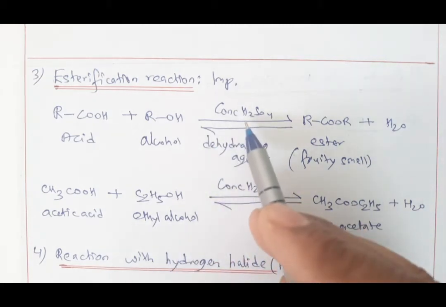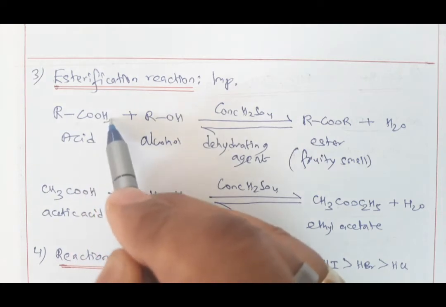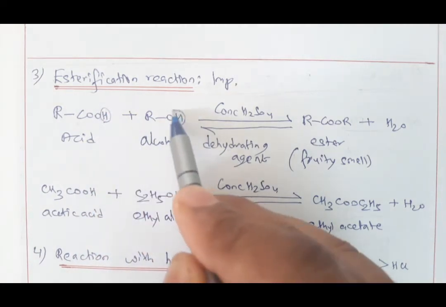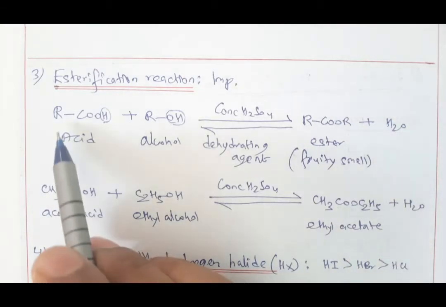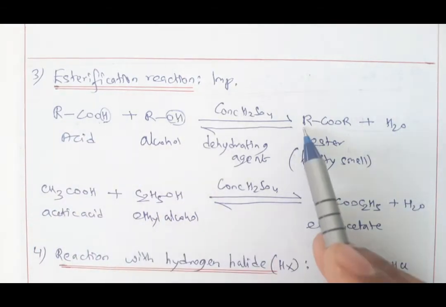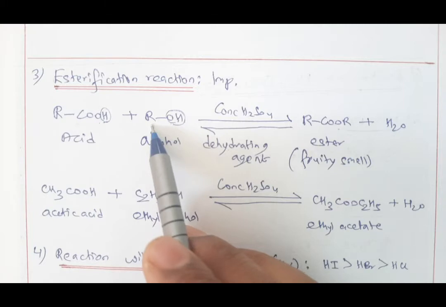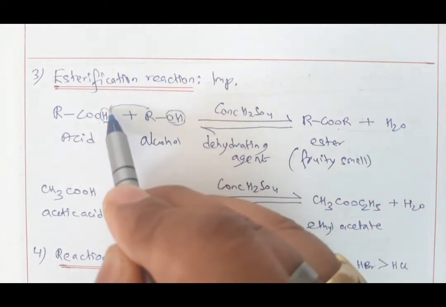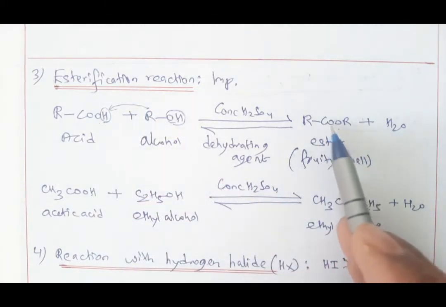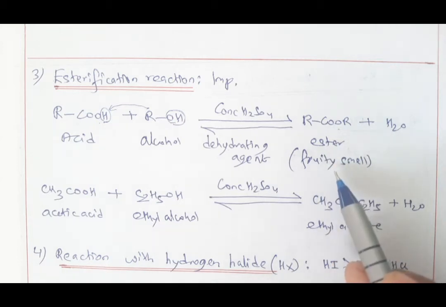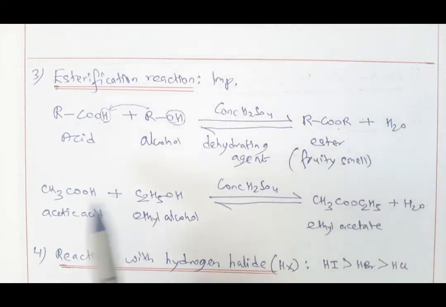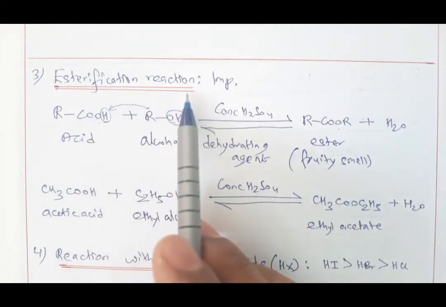So since this is a dehydrating agent, take out H from here, that goes with OH from here, H2O, water out. Now what is left here? RCOO, and this R will come in place of this H. And COOR means ester, and all esters have a sweet, fruity smell. So since ester is formed, that's why the name of this reaction is esterification reaction.